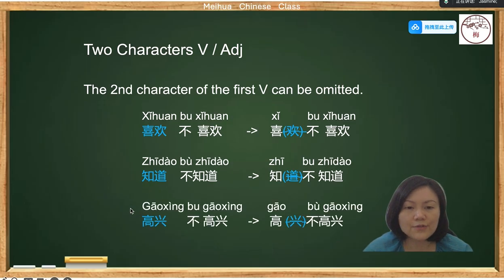Similarly for adjectives, 高兴不高兴. 高兴 means happy. If we cut the second character, it becomes 高, right? 高不高兴. So keep in mind that we just shorten the first verb or the first adjective. We don't change anything about the second one. Still, we see the whole form, 高兴, the two syllable adjective, 知道, the two syllable verb.